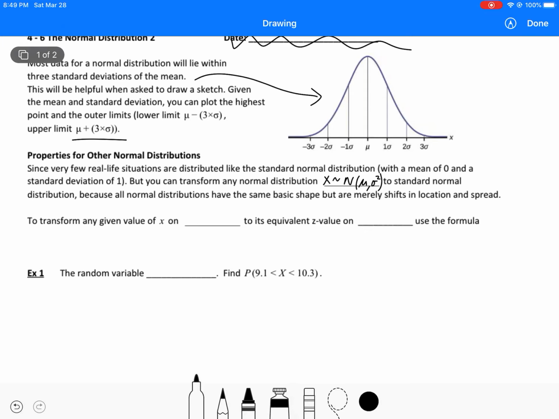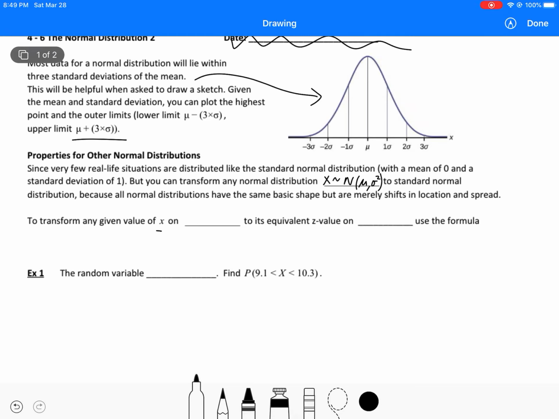So if you think back to transformations of functions, any other normal distribution is really like a horizontal shift of the standard normal distribution, or the parent normal distribution.